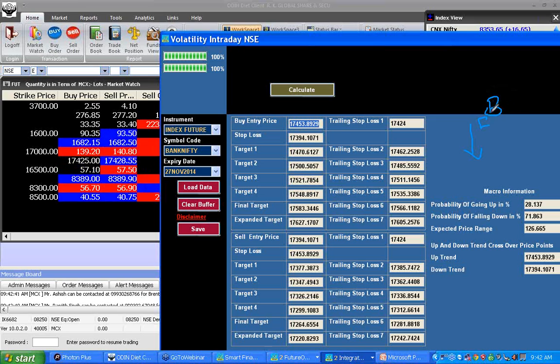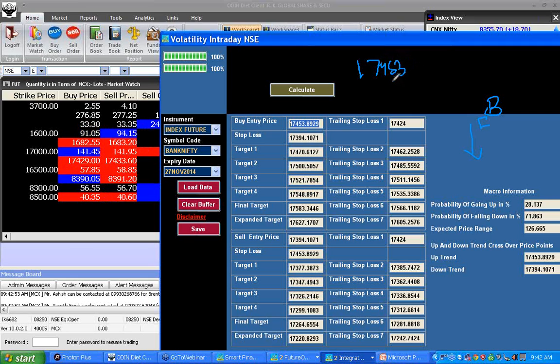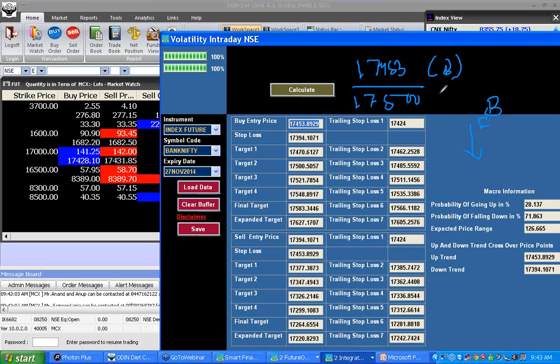So in this particular situation, you should suspect this price movement and try to hedge it. It means if you are buying at 17,453, then you must hedge it with a put option, maybe the 17,500 put option, the nearest put option you can buy. So try to hedge it like this.